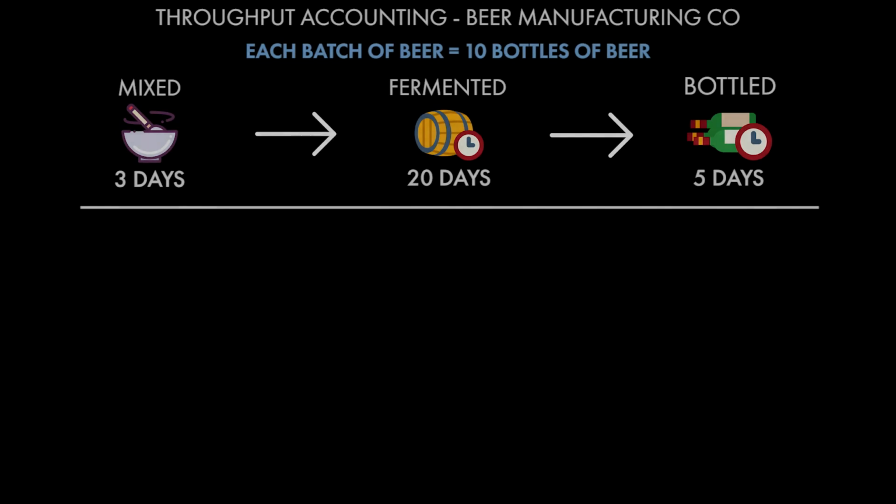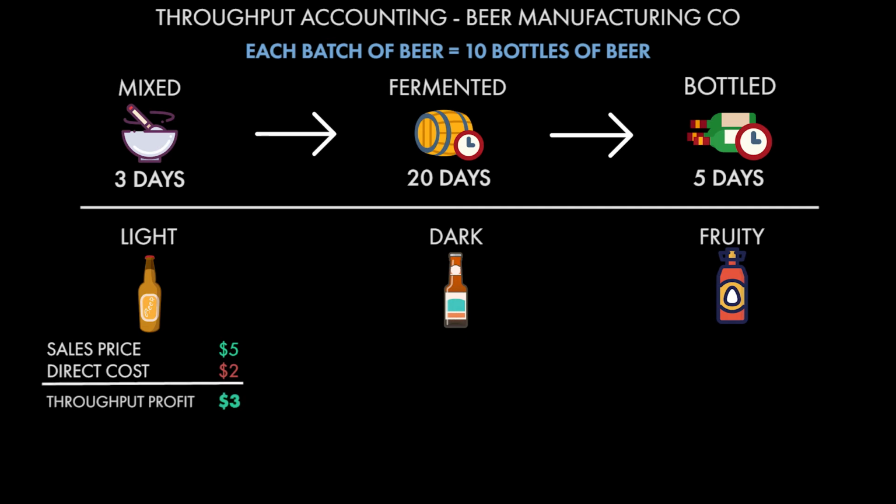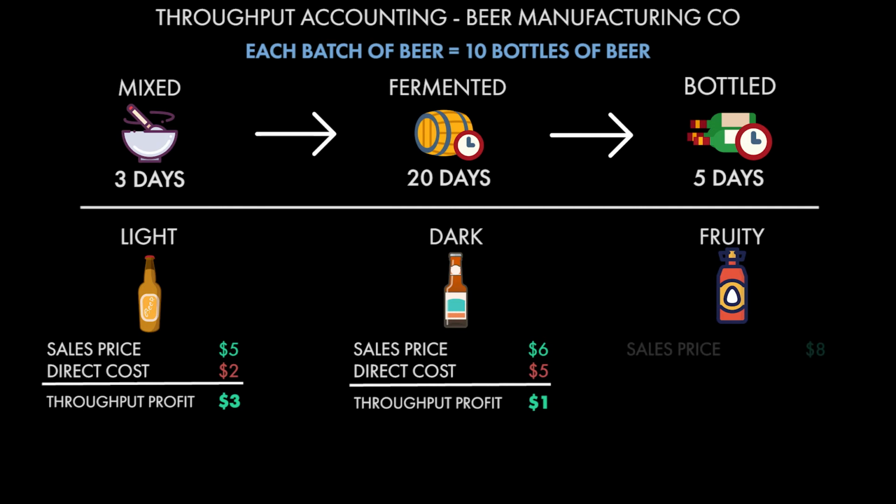So let's do some numbers to make an easy example here. Remember, we said we're going to make 3 beers. Let's say that those are going to be light, dark, and fruity. Our light beer sells for $5 and has a direct cost of $2 per beer. So our throughput profit would be $3 per bottle. Our dark beer sells for $6 per bottle, but it has $5 in direct costs, so we only have $1 in throughput profit per bottle of dark beer. Fruity beer sells for $8, but only has direct costs of $4. So our throughput profit per fruity beer is $4.